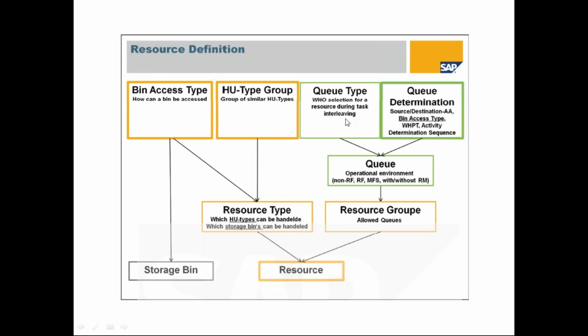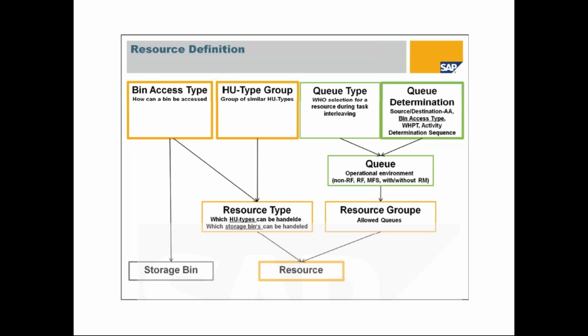See here, there are orange boxes and green boxes. In the green boxes, there is the queue type and the queue determination. Queue type describes the characteristics of the queue. For queue determination, some control parameters are there: source activity area, destination activity area, warehouse process type, activity, and bin access type. These are the queue determination control parameters.